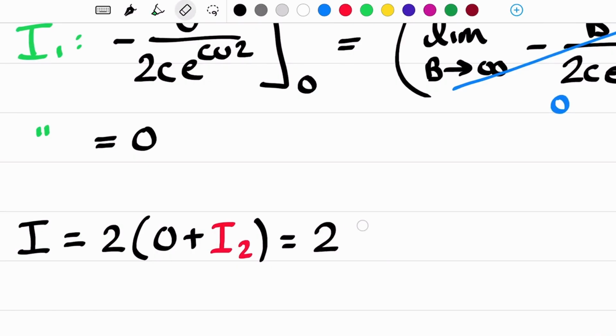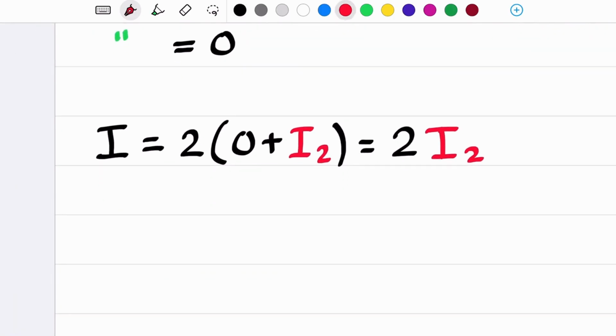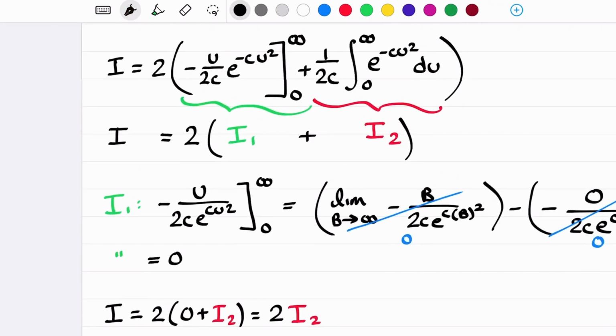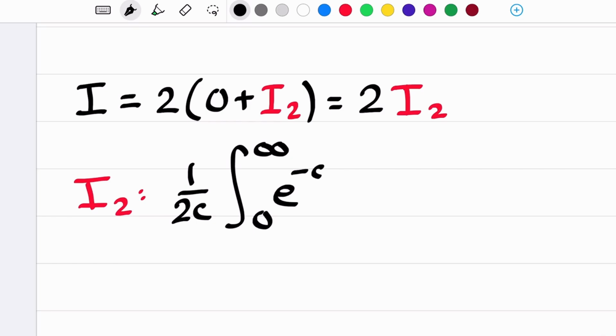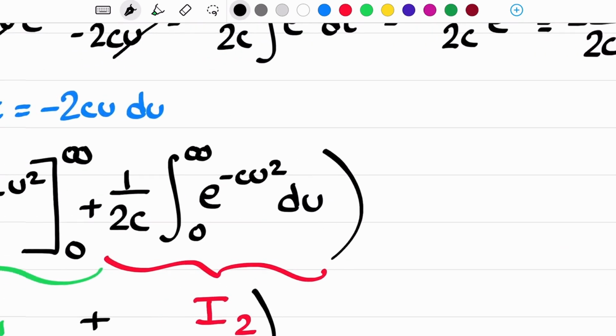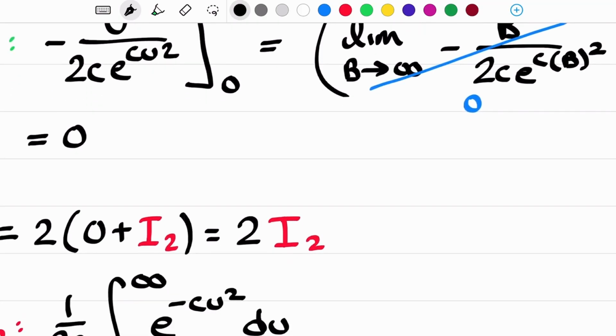I guess I can write this in red again. 2 times I2. I can write it in red because it's the scarier part, which really isn't that bad. We're just going to have to fit that Gaussian integral to it, and things will clean up quite nicely. So let me bring down this I2 term: 1 over 2c integral from 0 to infinity of e to the negative cu squared du. That's just up here, bringing that part down.